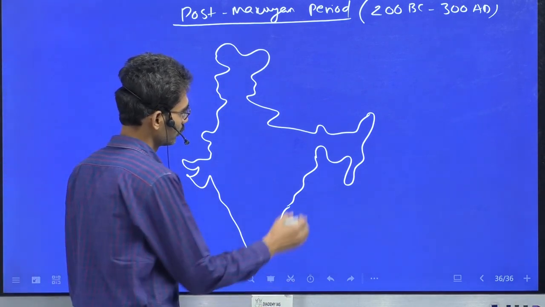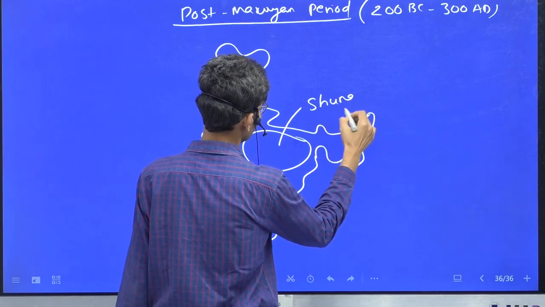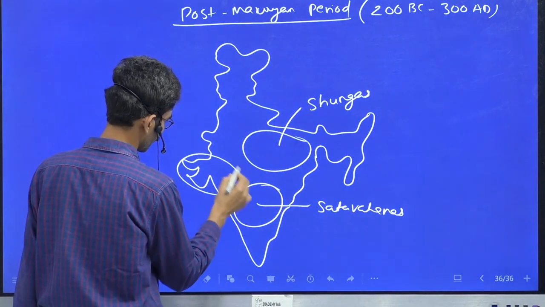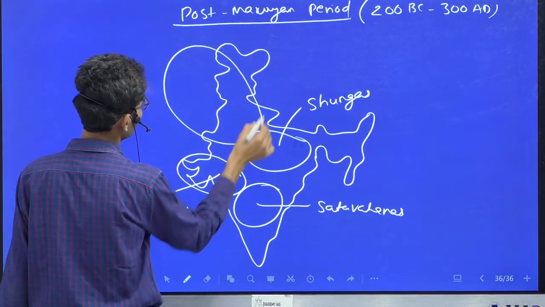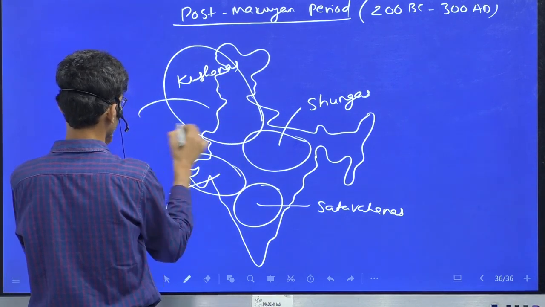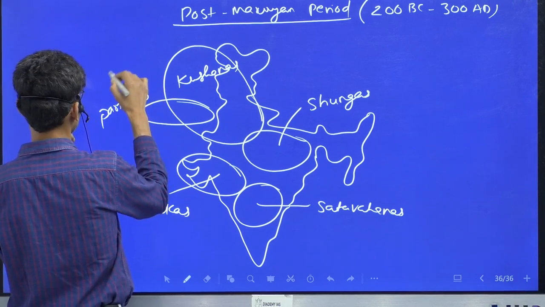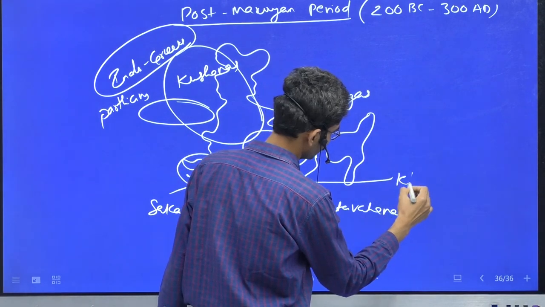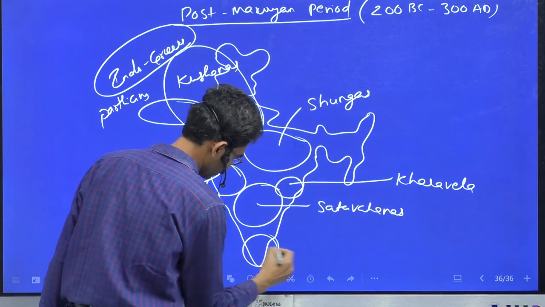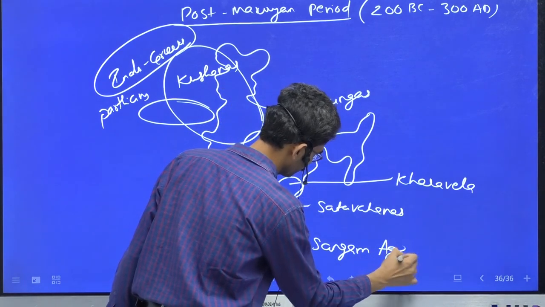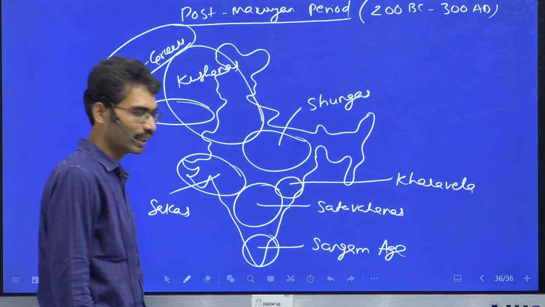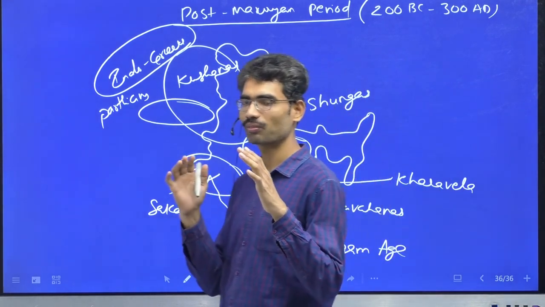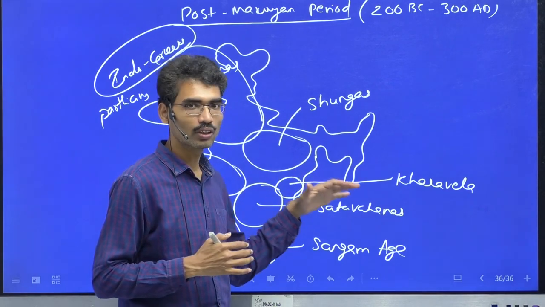The Mauryan Empire disintegrated. Different dynasties: Shungas, Satavahanas, Shakas, Kushanas, Parthians, Indo-Greeks, Karavela, Sangam Age. Politically, it appears very fragmented. You can see so many kingdoms. But from the cultural point of view, this is one of the best phases. From the trade point of view, one of the golden periods.